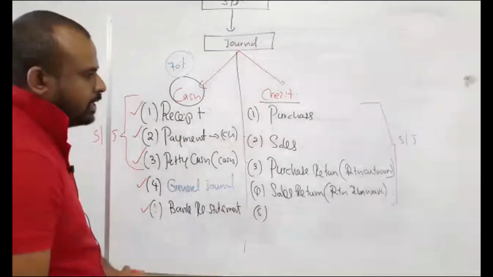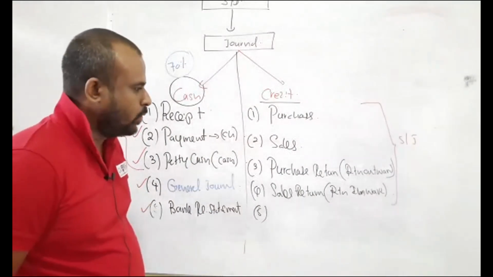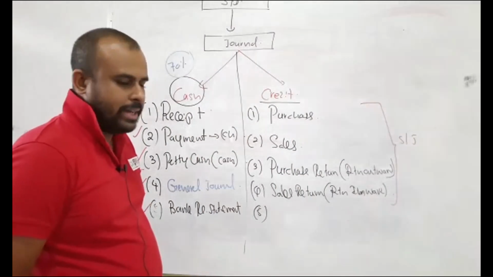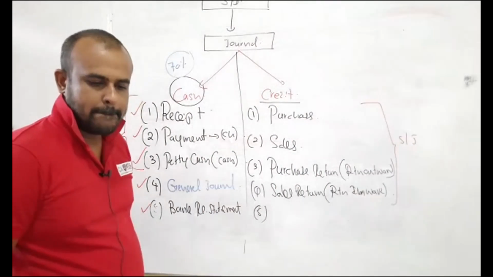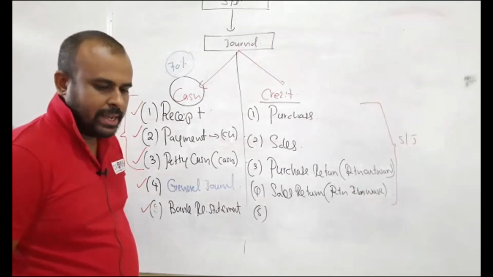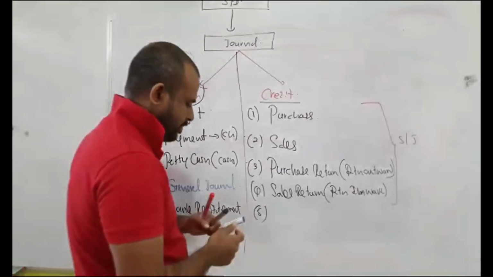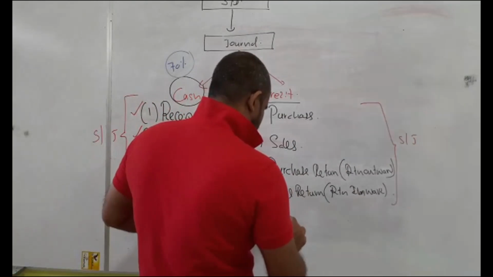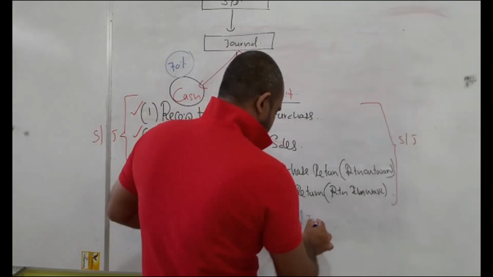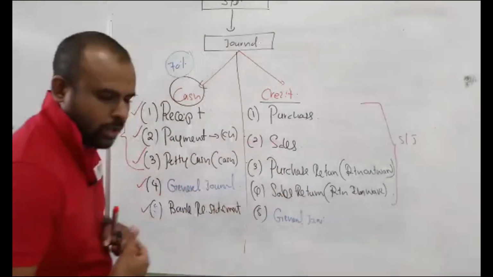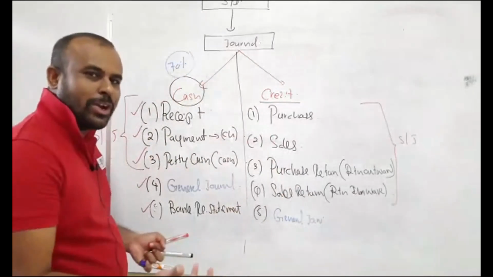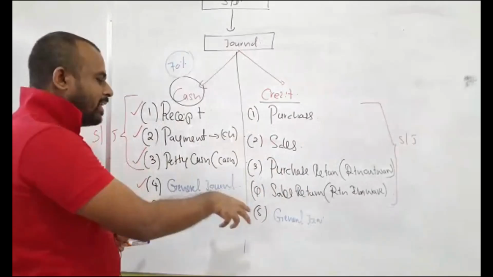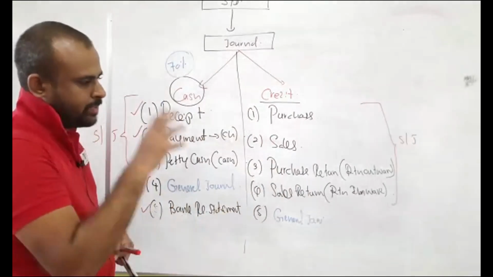Right. Now my question: do we need anything else to record the credit transactions? Yes or no? Yes. That is the general journal. In the general journal, basically you are supposed to record what? Any transaction, anything you can record in the general journal, not even the credit transactions, not even the cash transactions, right?